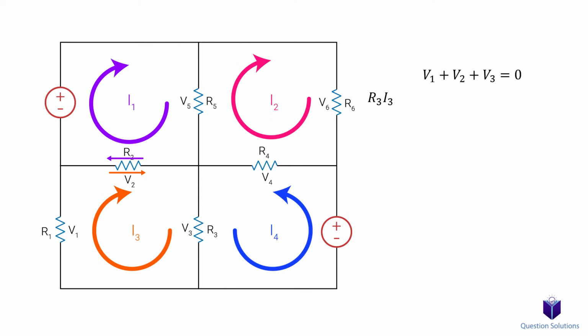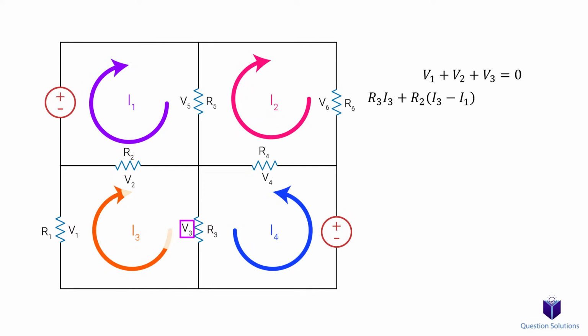But keep in mind, we are writing our KVL for this mesh, so the one with I3. That means I3 is the boss. In other words, I3 will always be positive for this loop. Since I3 is going left to right, while I1 is going right to left, it's opposing I3, so it's going to get a negative sign. Remember, I3 is the boss, so I3 takes precedence over the other shared mesh current. So we have R2 times (I3 minus I1).